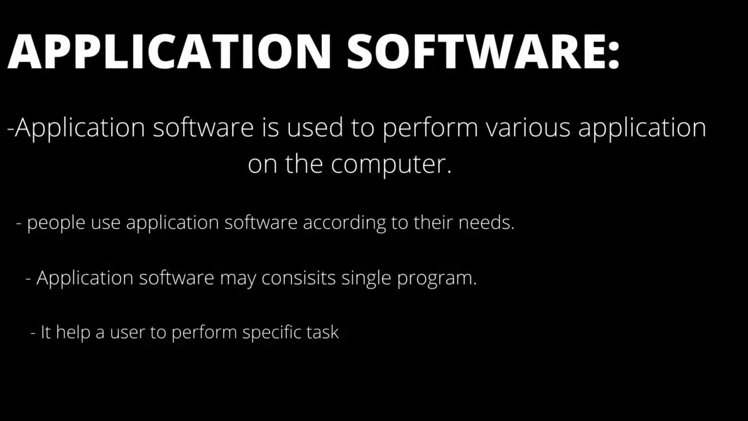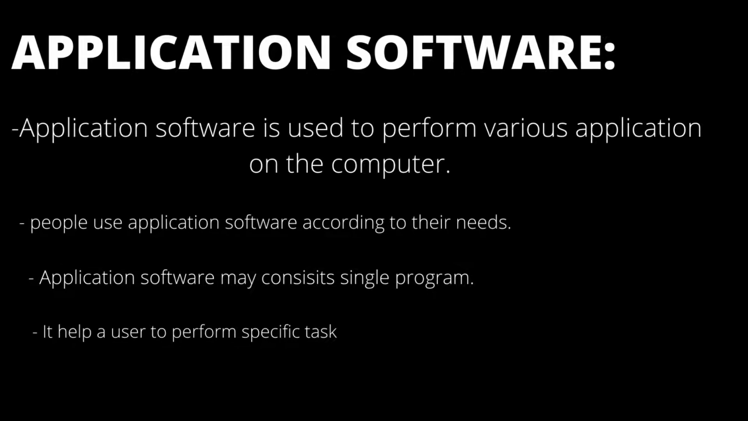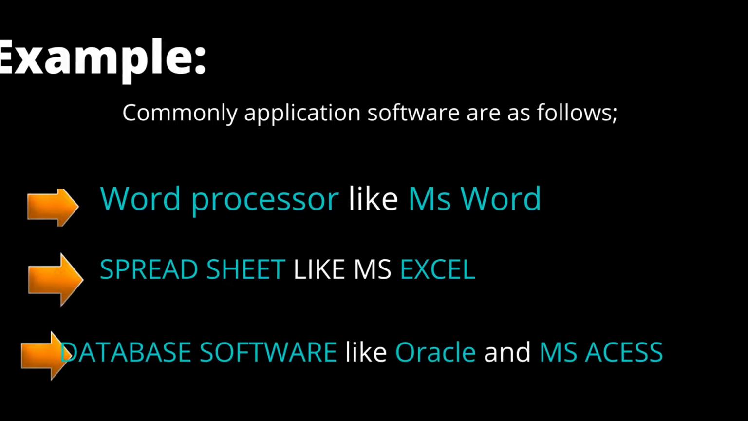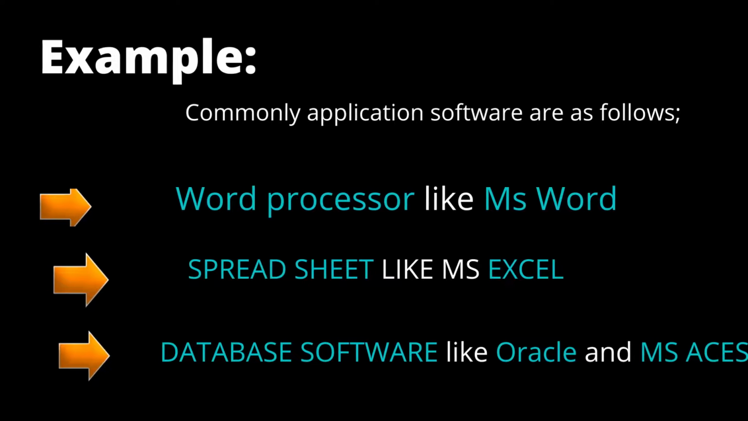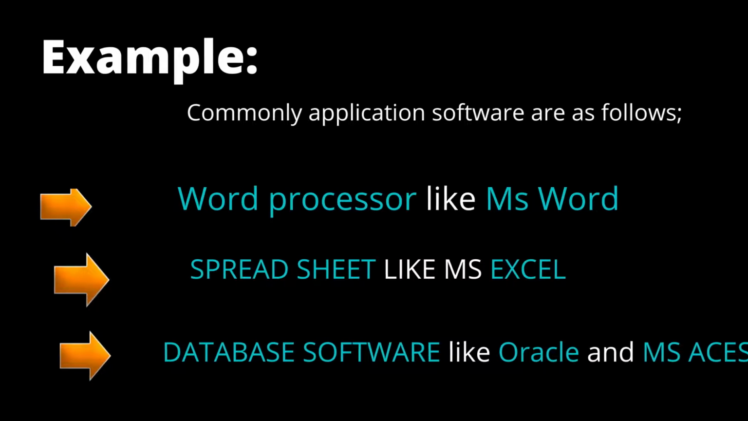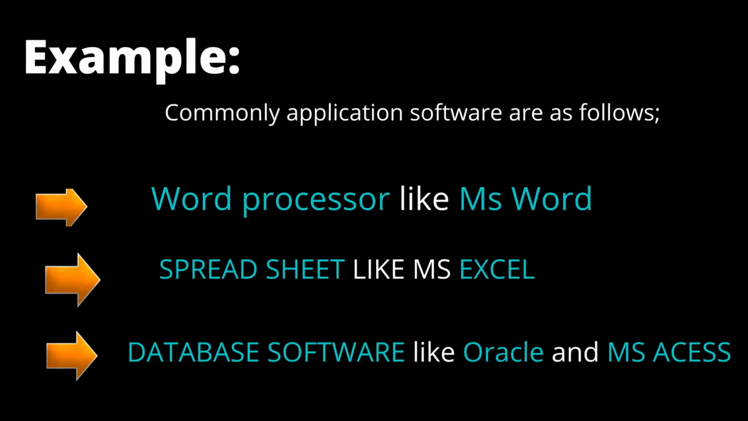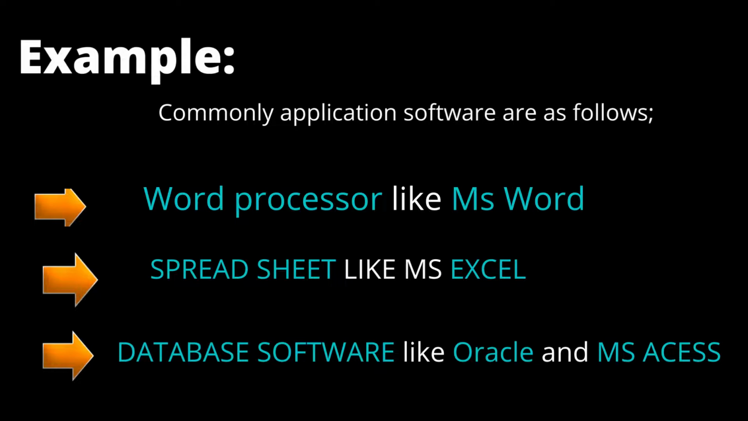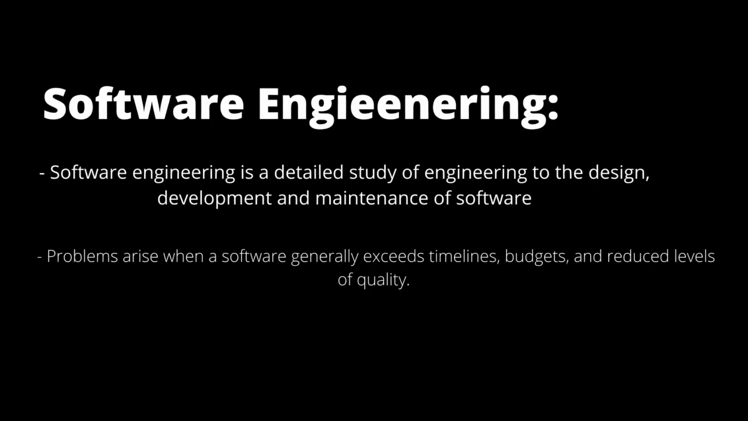Application software is used to perform various applications on the computer, and people use application software according to their needs. Commonly, application software are as follows: word processor like MS Word, spreadsheet like MS Excel, database software like Oracle and MS Access.